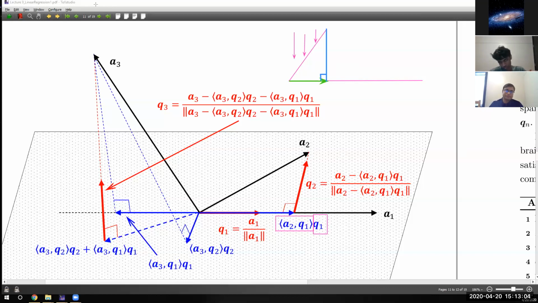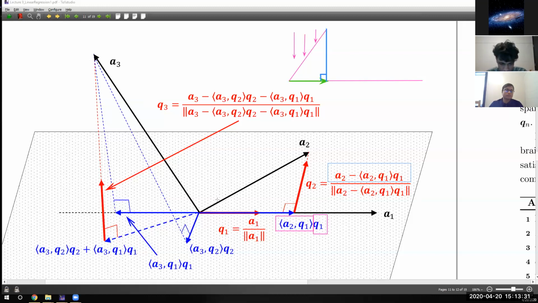However, we cannot just simply use this one. The reason is that if we use this one, we cannot guarantee that it's a unit vector. And hence we use this one divided by its norm, so that Q2 is also a unit vector, and meanwhile Q2 must be perpendicular to Q1. Okay, and do the same for Q3.